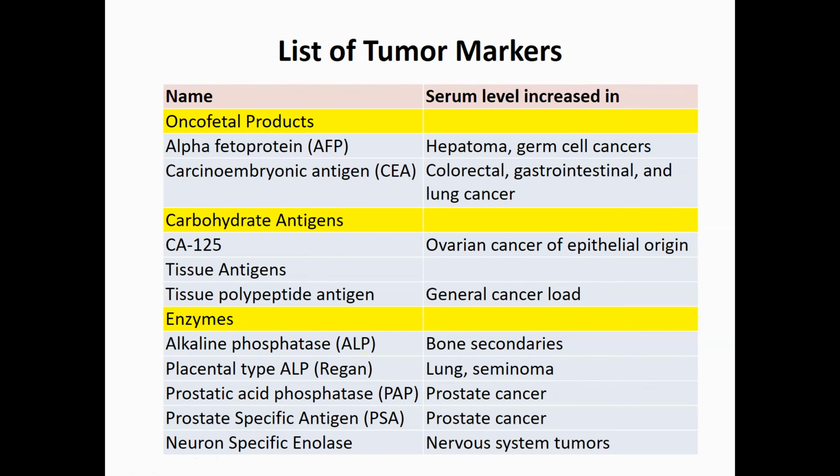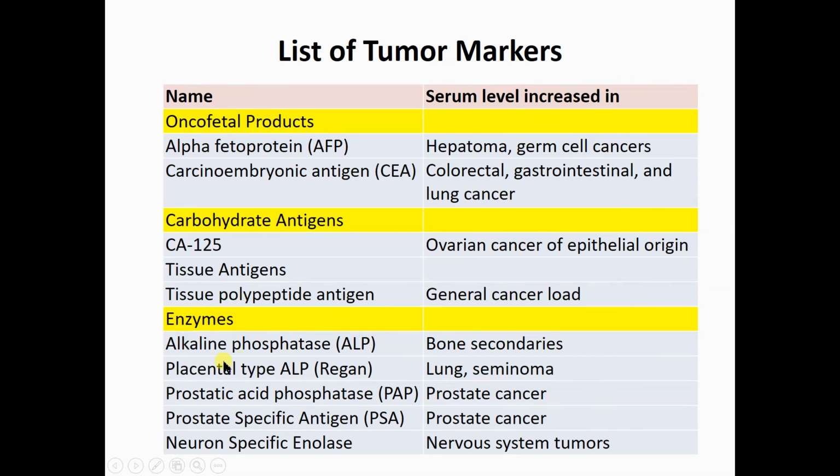These are the list of the tumor markers. It is also given in your book which tumor markers are increased in which condition. We have already seen the list of commonly utilized or clinically important tumor markers. That is alpha fetoprotein and carcinoembryonic antigen. Alpha fetoprotein increases in hepatoma and germ cell cancer, carcinoembryonic antigen in colorectal, GIT and lung cancer. Carbohydrate antigen like CA125 mainly in ovarian cancer of epithelial origin.